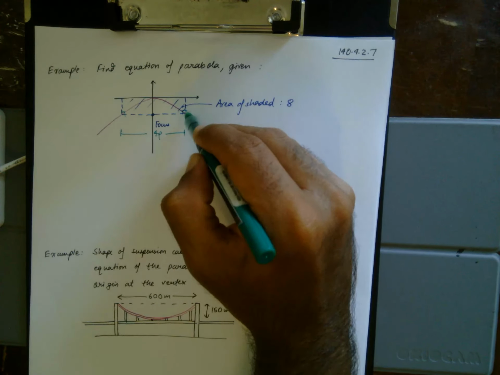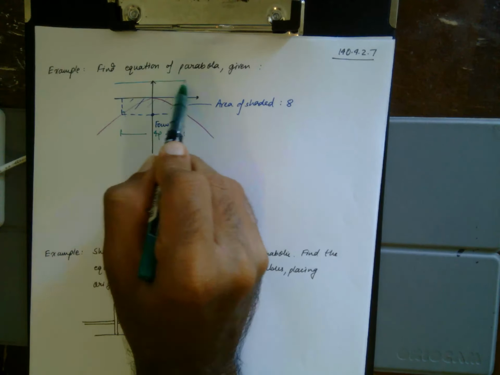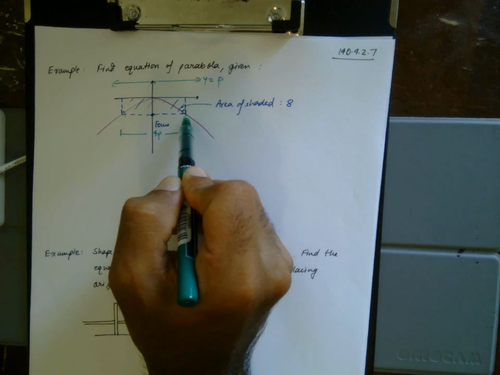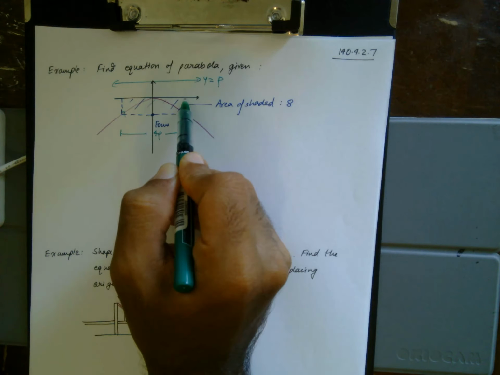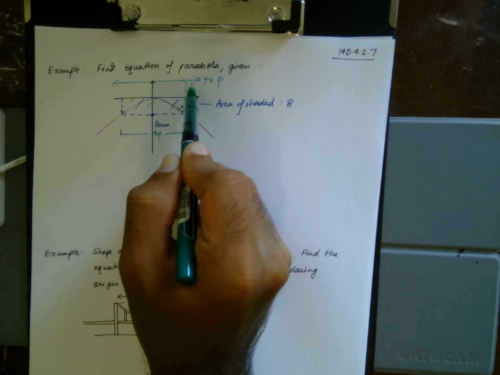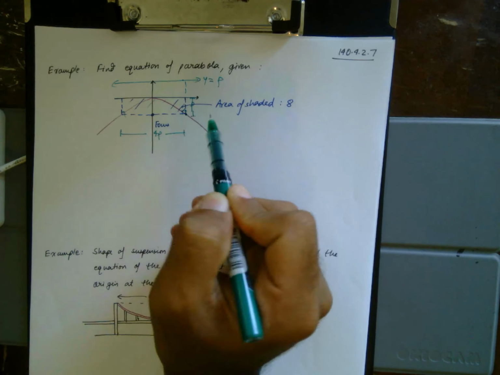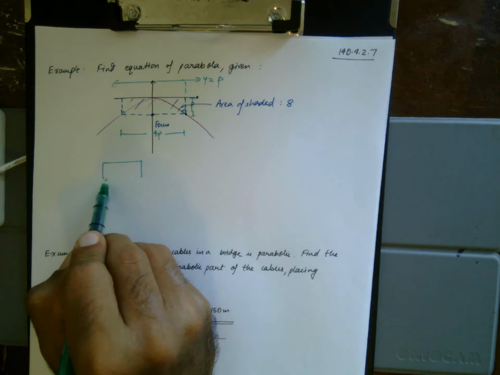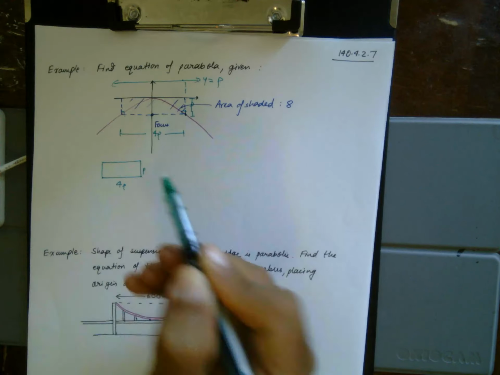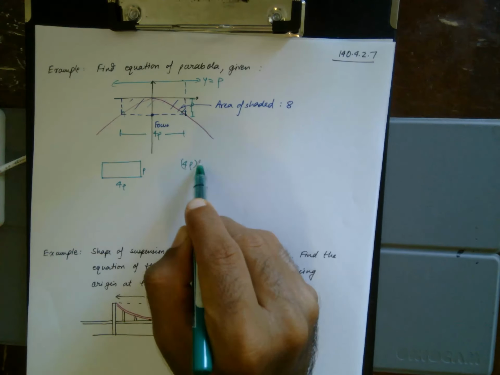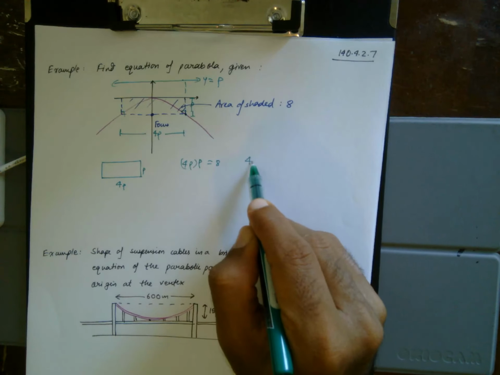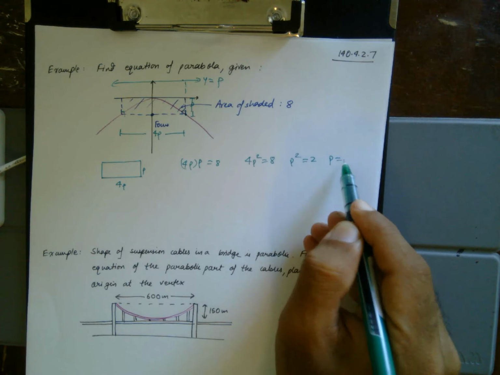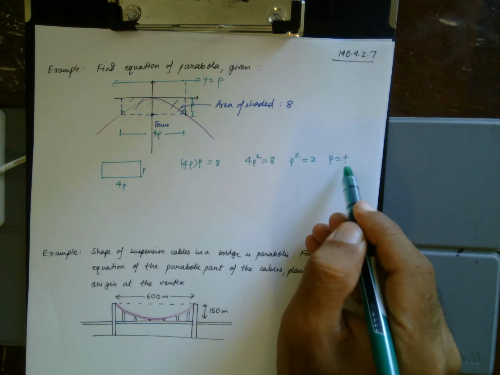And we also know that the directrix is somewhere here and it's y equals p, and the distance of this point is p plus p, so this is p. So the rectangle that we are considering has sides 4p and p. So 4p times p is 8, 4p squared is 8, p squared is 2, p is plus or minus root 2.